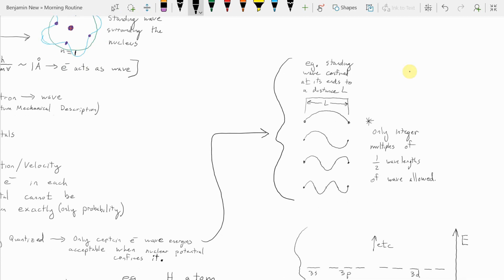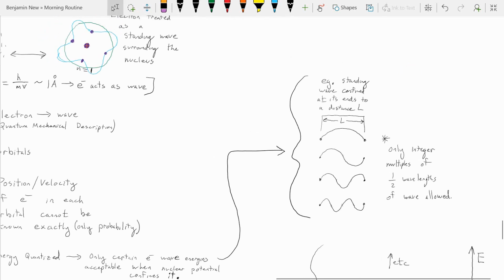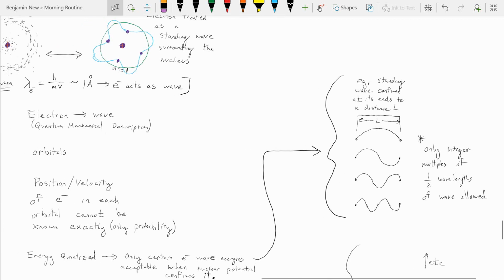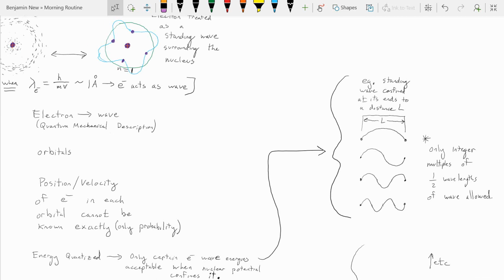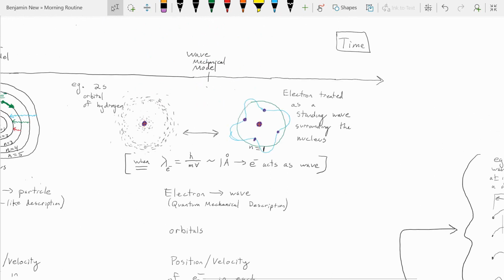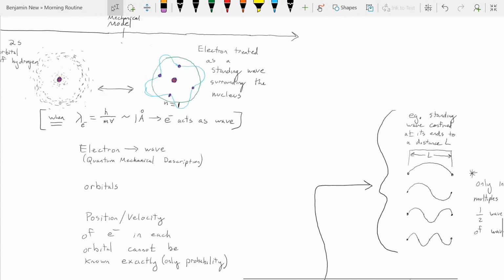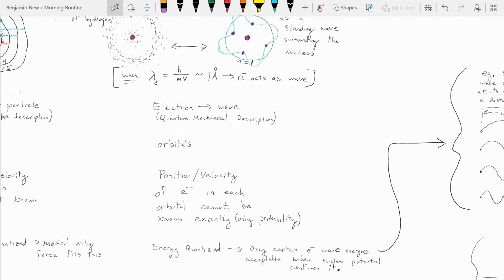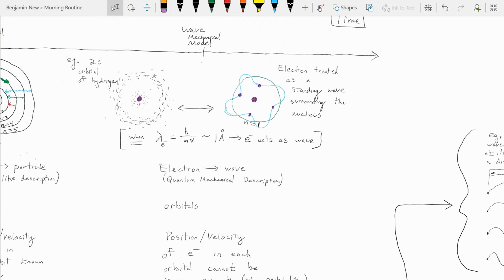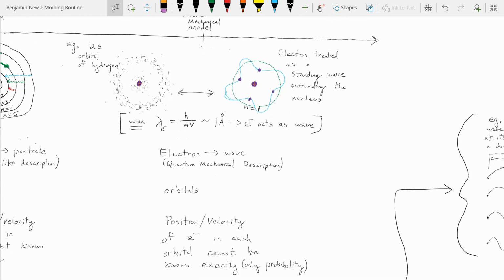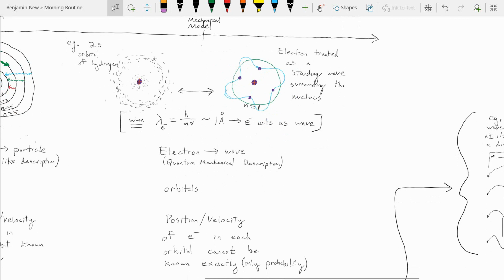So you can have a half wavelength, a full wavelength, 1.5 wavelengths, 2 wavelengths. Only integer multiples of half wavelengths are allowed. Otherwise, you get what's called destructive interference. The waves won't add up, and over time it will average out, and there won't be a wave there. If you try to fit 1.25 wavelengths along the entire circle of the orbit, it just won't work. It's destructive interference. So the electron is treated as a wave, and the other name for this model in this area of science is the quantum mechanical description. Wave mechanics and quantum mechanics are really one and the same.